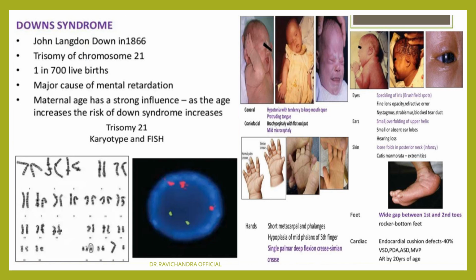Down syndrome can be diagnosed with the help of karyotyping and fluorescent in situ hybridization. Remember, Down syndrome, trisomy 21, major cause of mental retardation. There will be simian crease, wide gap between first and second toes, mental retardation, rocker bottom feet, Brushfield spots.